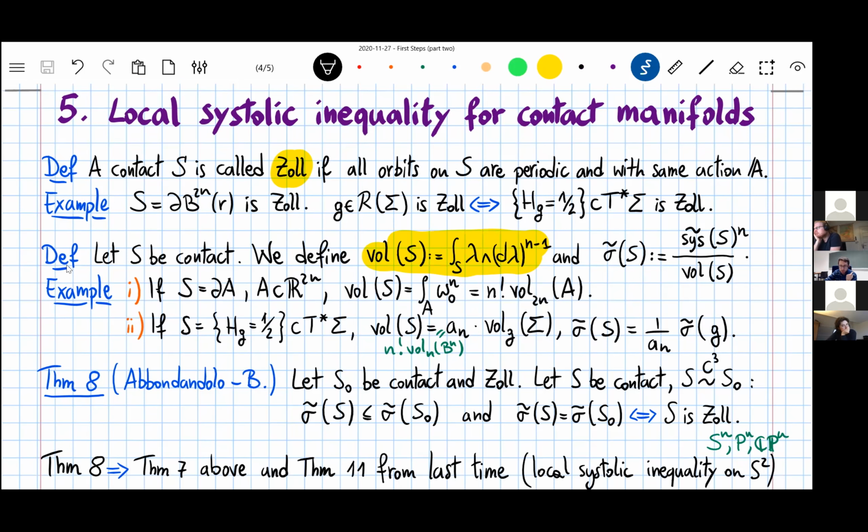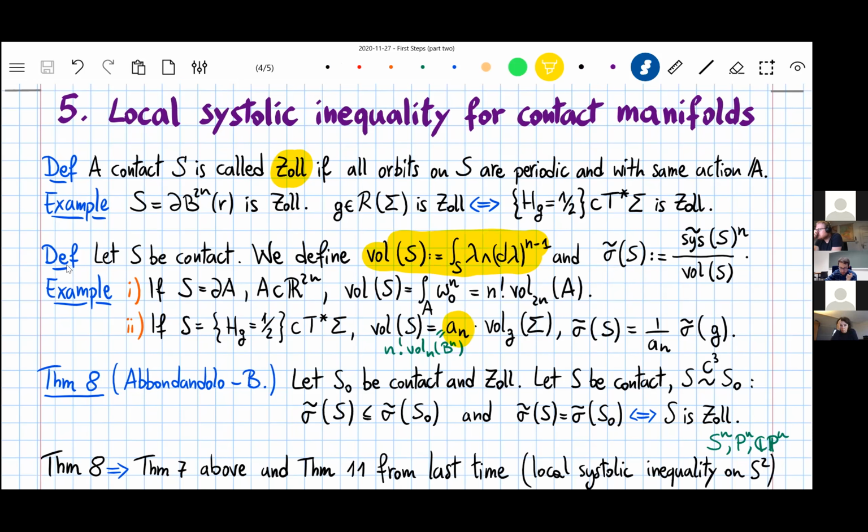Also, if your surface S was in T star sigma, the vectors of length 1, then the volume of S recovers, up to this constant a_n, which is a universal constant, the volume of the manifold downstairs according to the metric g. So in this case, you see now that the systolic ratio of S is, up to some universal constant, the systolic ratio of g. So now if you discover something about the systolic ratio of S, you discover also something about the systolic ratio of g.